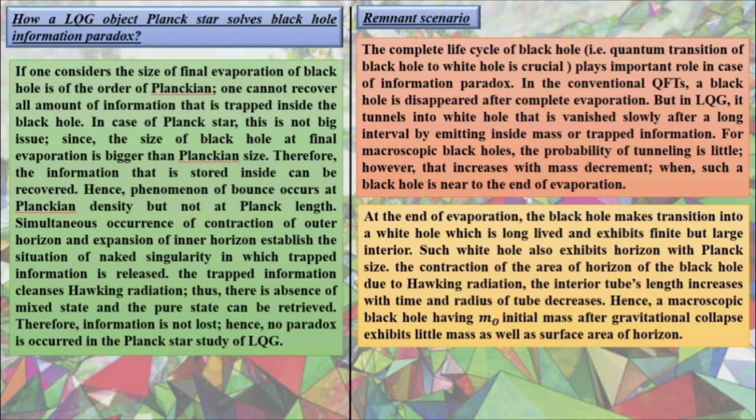Simultaneous occurrence of contraction of the outer horizon and expansion of the inner horizon establishes the situation of a naked singularity in which trapped information is released. The trapped information cleanses Hawking radiation, so there is an absence of a mixed state and the pure state can be retrieved. So information is not lost, and no paradoxes occur in the Planck star study of quantum gravity. The second scenario that can resolve the issue of the black hole information paradox is the remnant scenario.